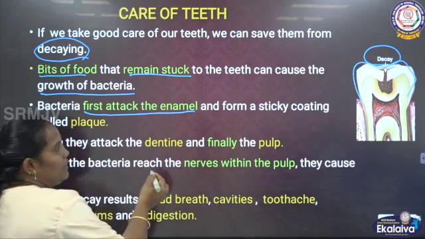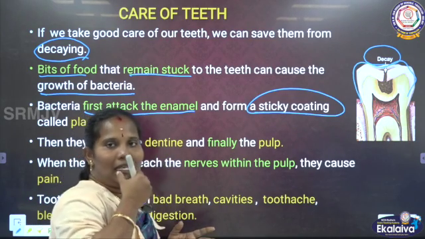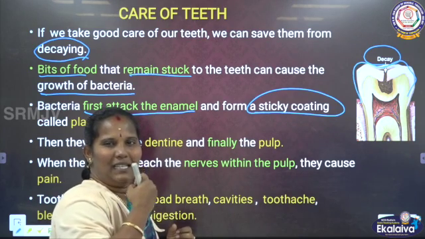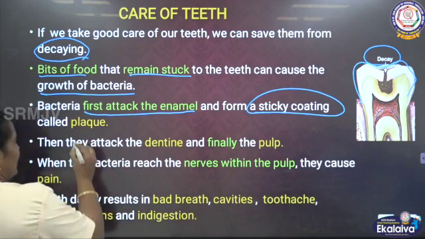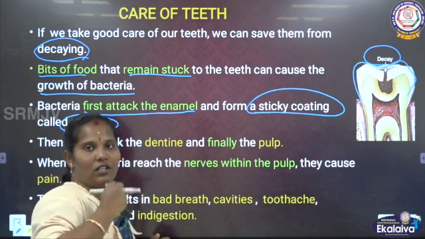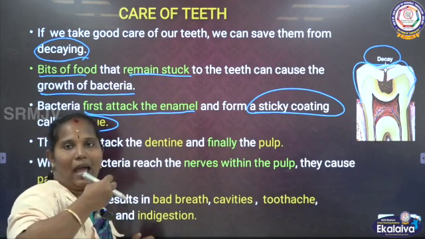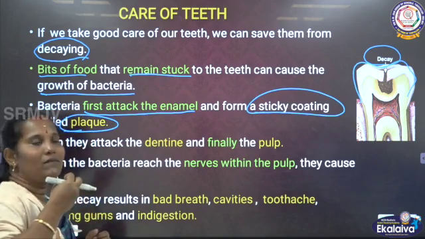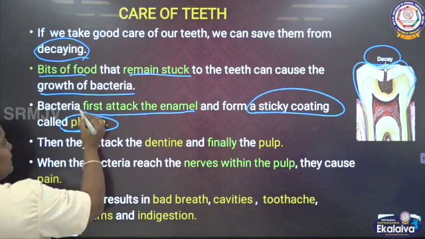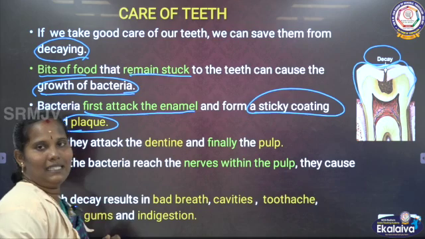Then they make a sticky coating. When we wake up in the morning, we can feel some sticky things in our mouth. Actually, it is called plaque. This is the reason we brush when we get up. How is it forming? At night we eat some things, and these food bits get stuck in between the teeth. Bacteria grow in the food bits. These bacteria secrete this sticky substance, which is the plaque.